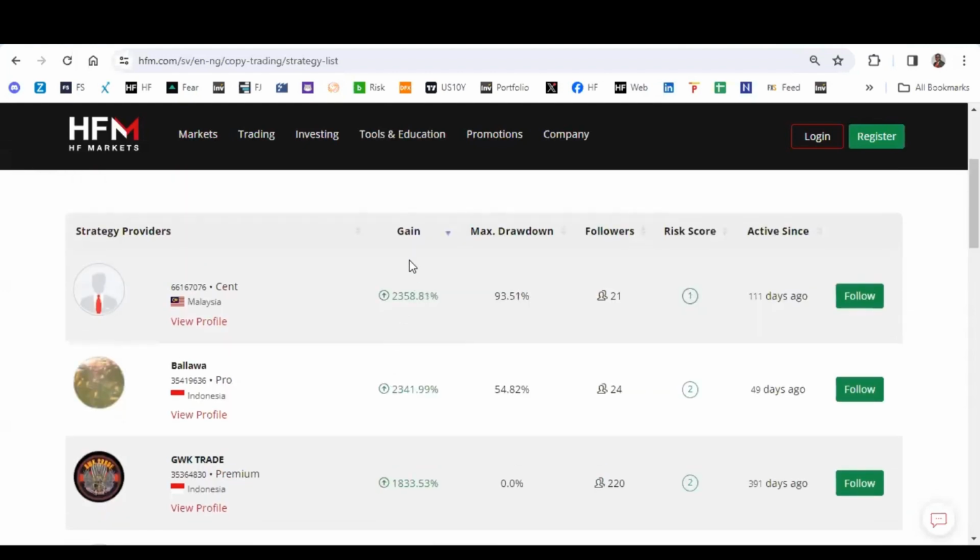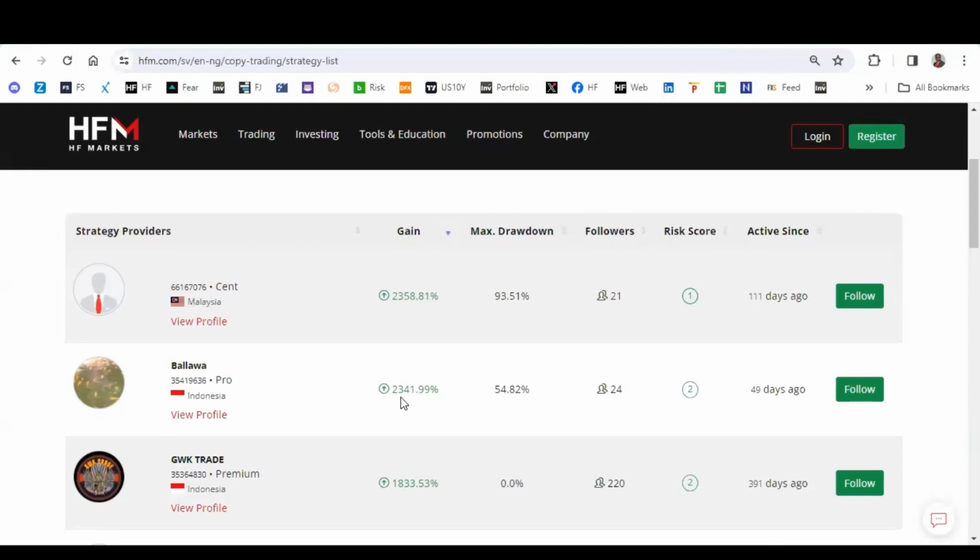Now, the next column says percentage gain. I've ranked this from the highest percentage gain. For this first person, I don't have his name. In the time this person has been trading, they have made about 2,358% on this particular account. Of their trading capital, they've made a profit of 2,317%.